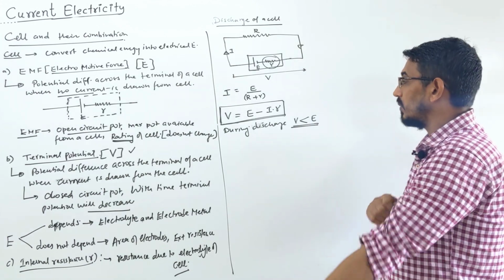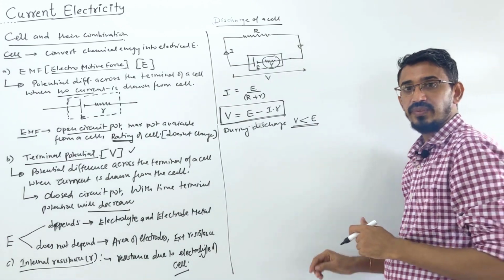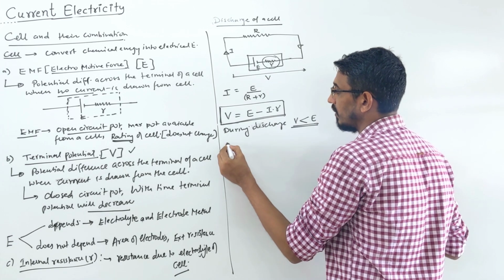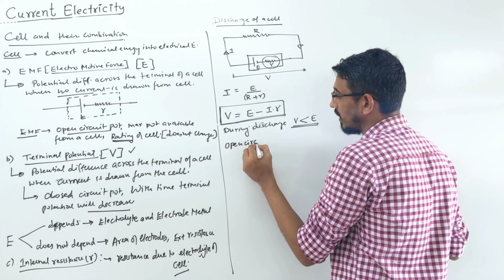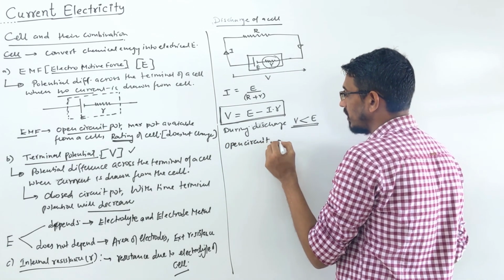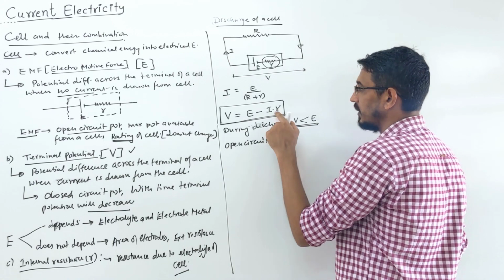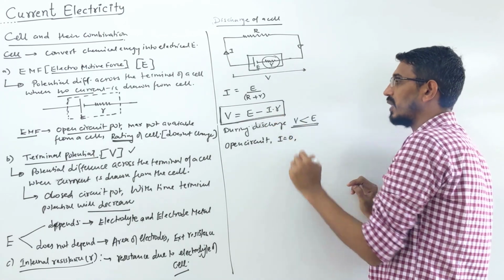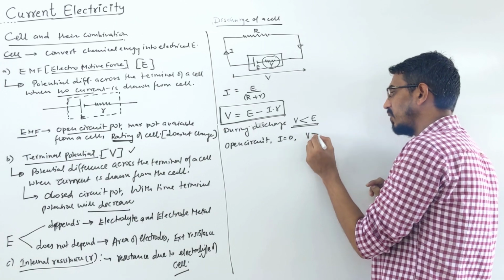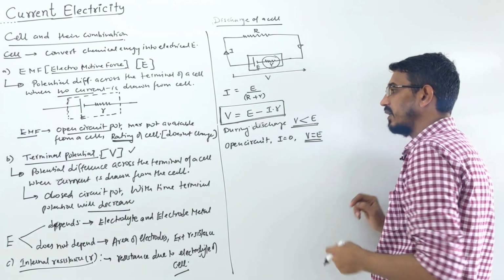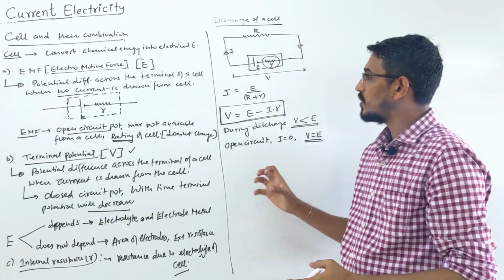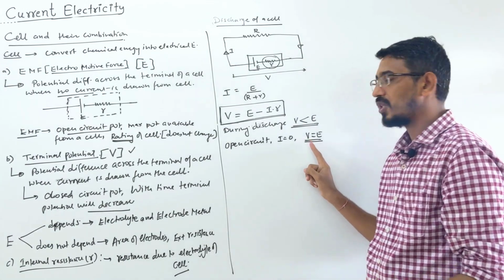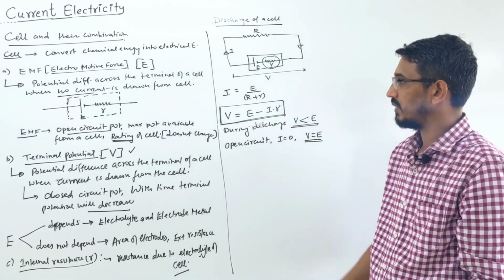Yes. Or if you apply some special condition, suppose open circuit. Open circuit means no current flowing, I is 0. In this equation you put I as 0. Then you see that V is equal to E. Correct. So your terminal potential is maximum when it's open circuit.